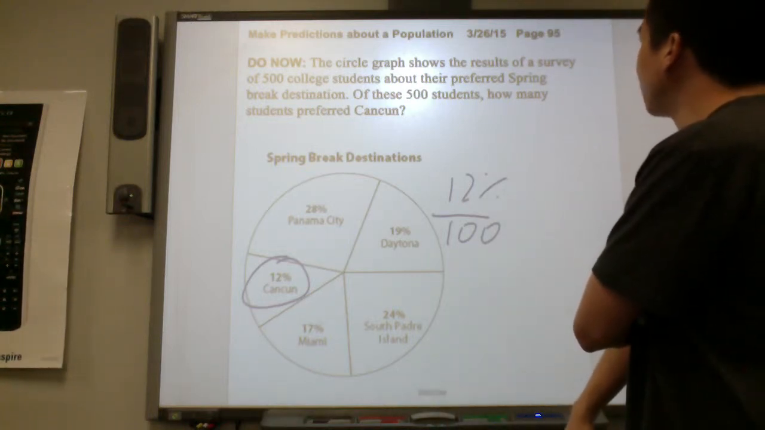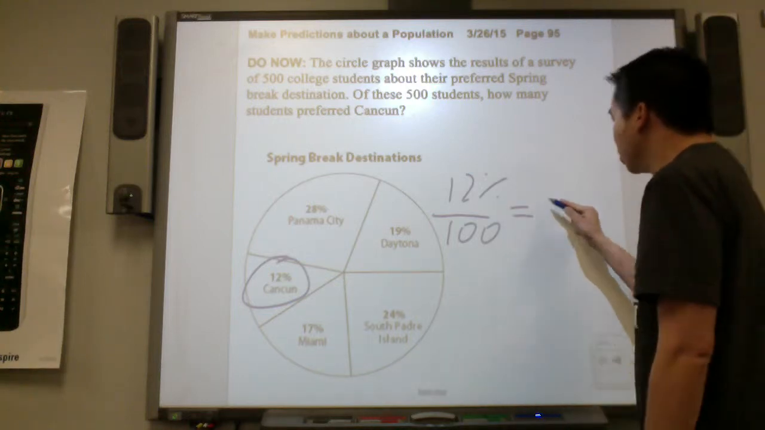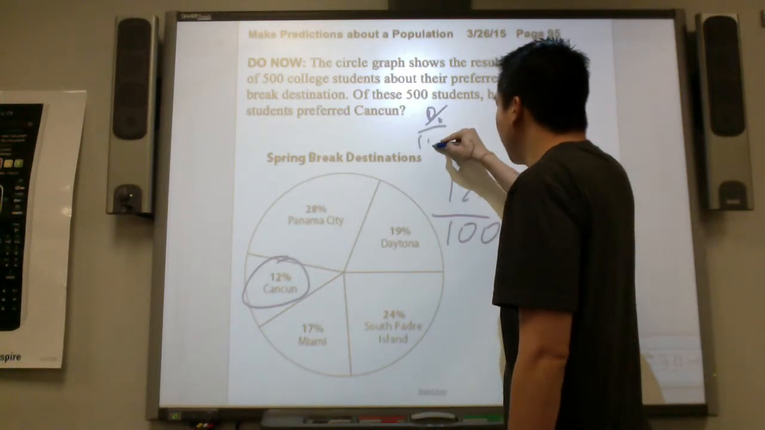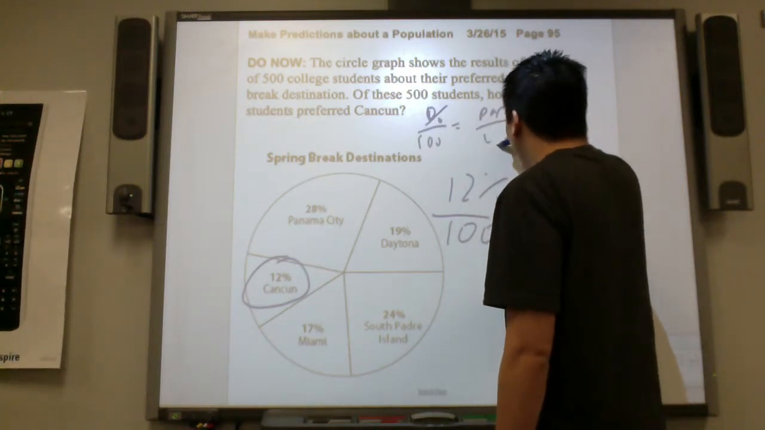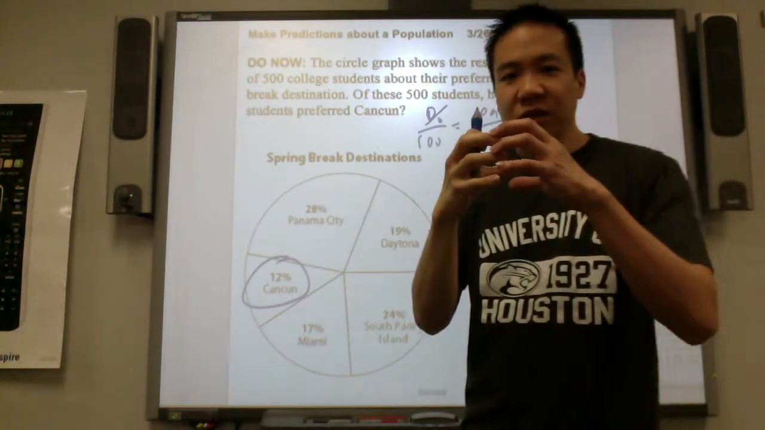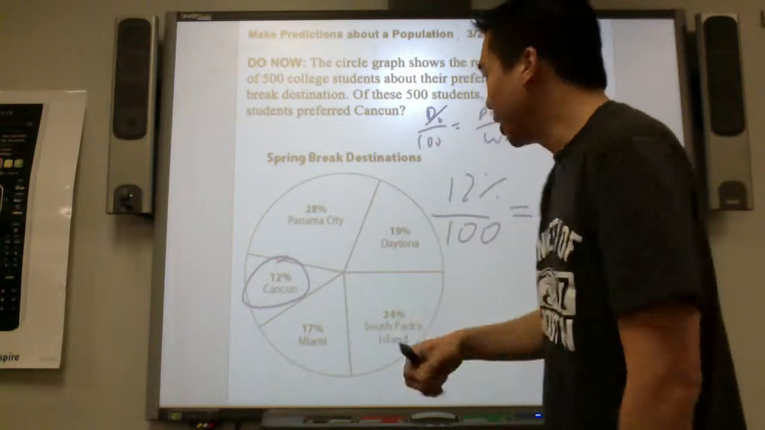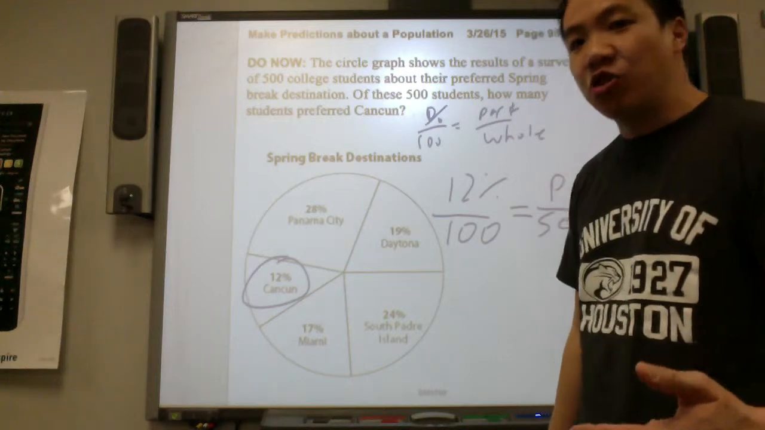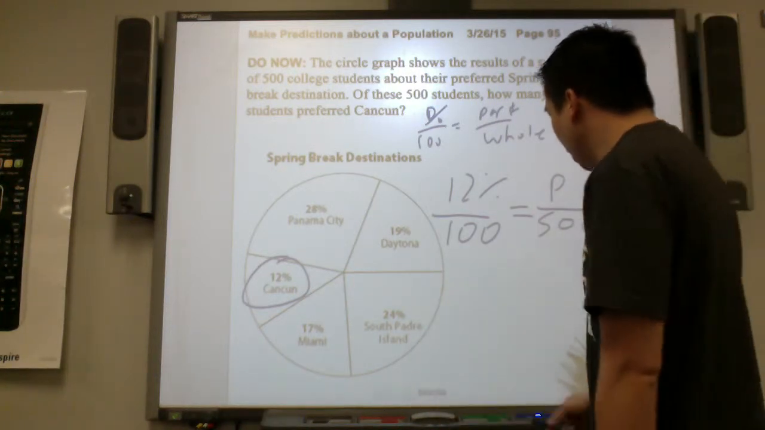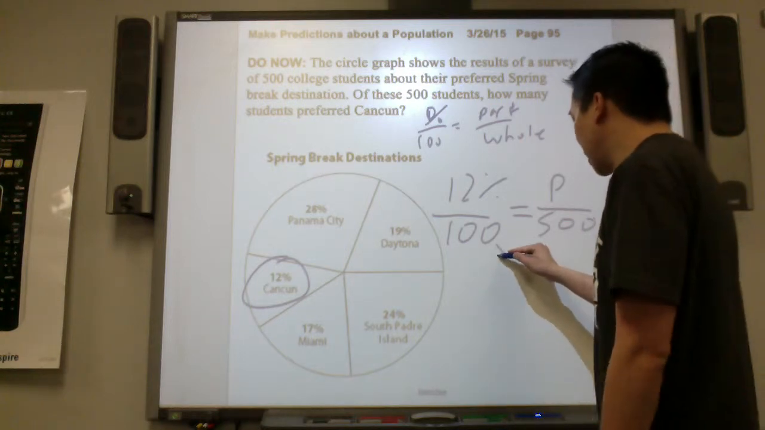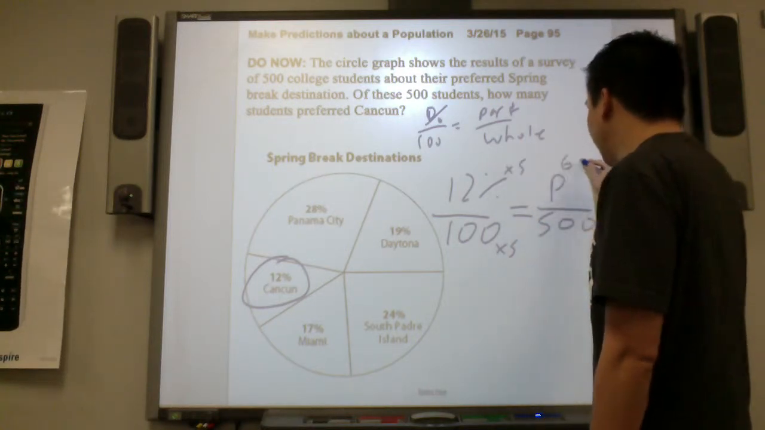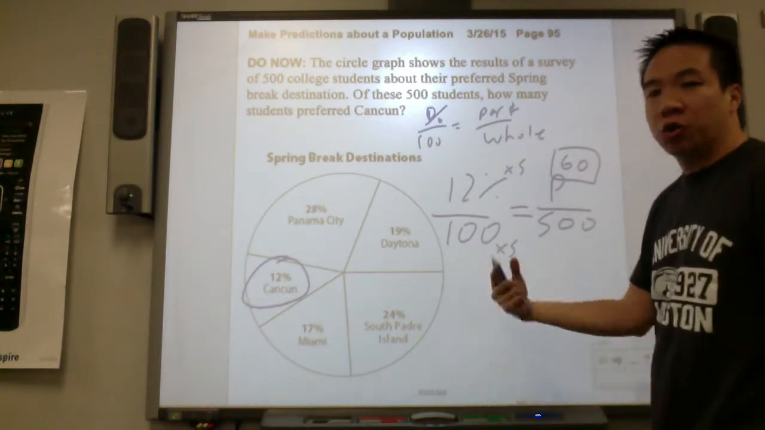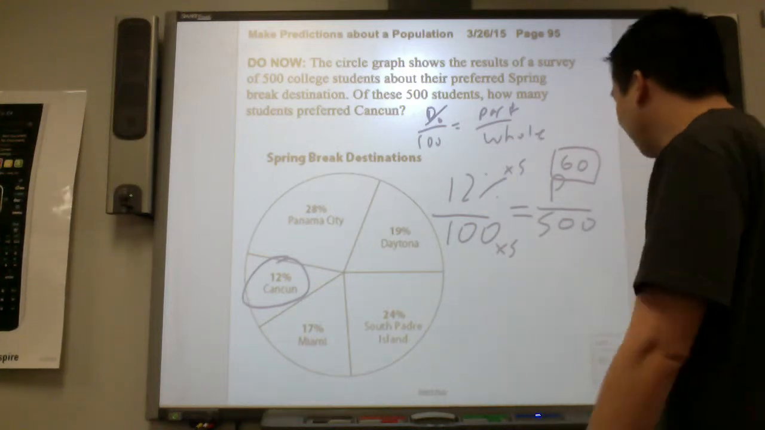And so it shows the result of a survey of 500 students. So first of all, do you remember a percent proportion? It's percent over 100 equals part to whole. Remember we did this? Part to whole equals percent per 100. So the whole is 500. So what part of 500 prefer going to Cancun? So can 100 be built up to 500? Times 5. 12 times 5 is 60. So 60 college students out of 500 prefer to go to Cancun in Mexico. So 60 out of 500.